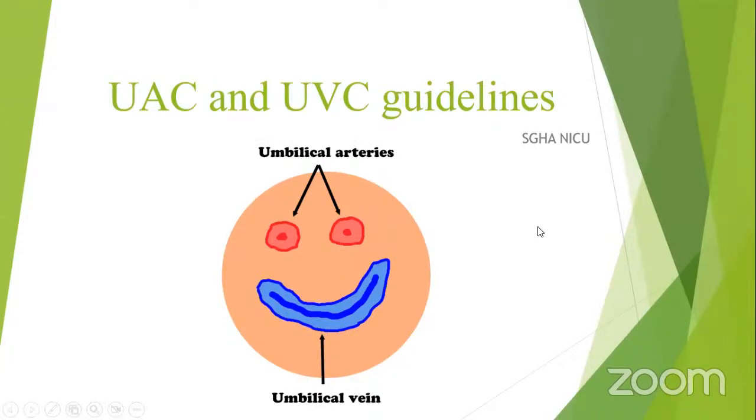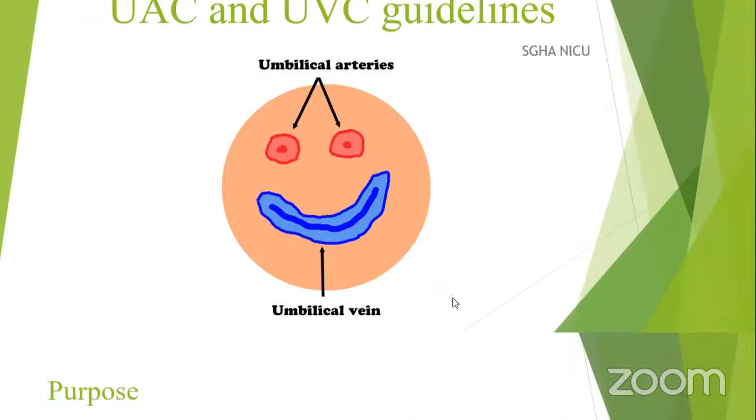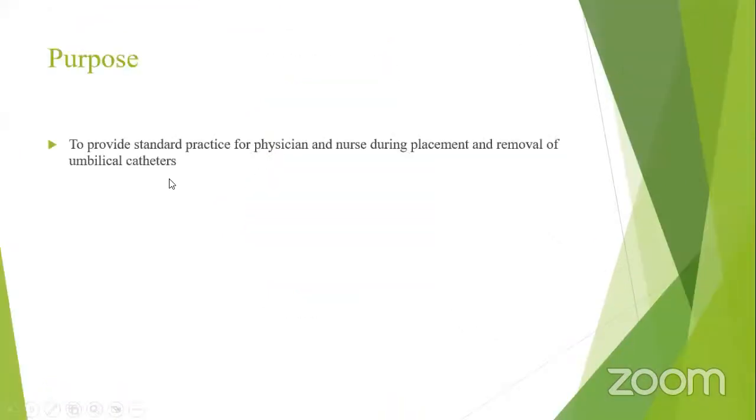Umbilical cord consists of 2 umbilical arteries and 1 umbilical vein. Our guidelines purpose is to provide standard practice for physicians and nurses during placement and removal of umbilical catheters.